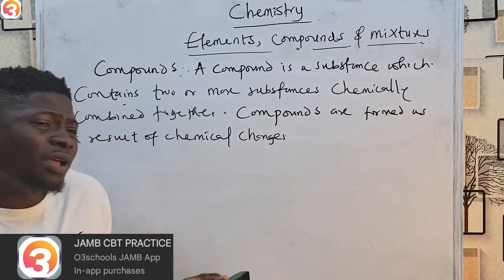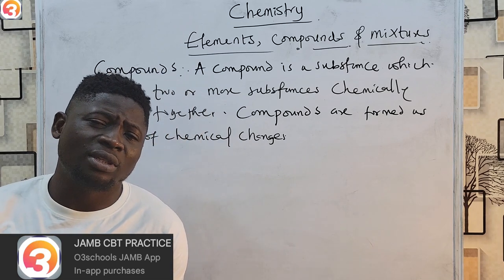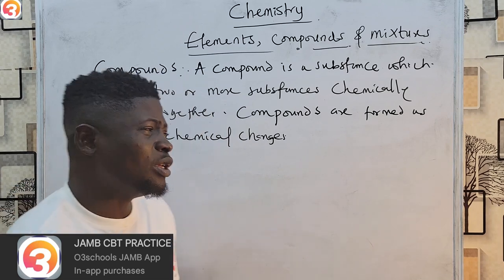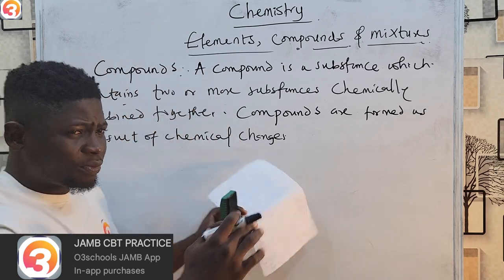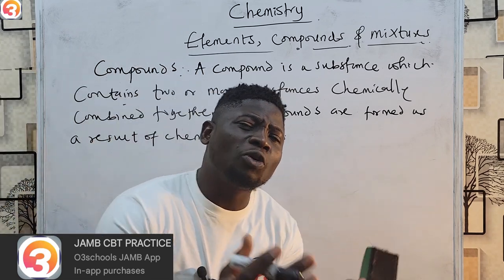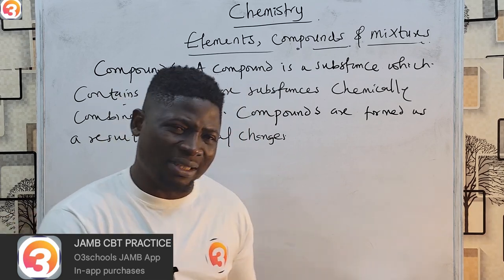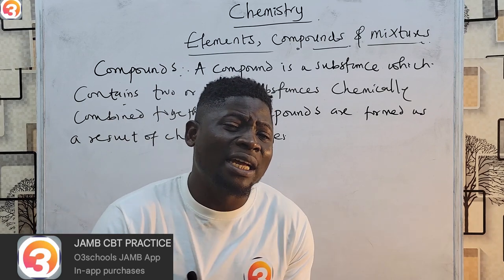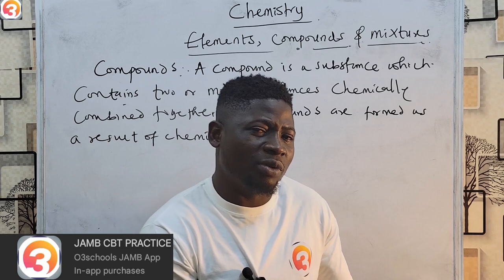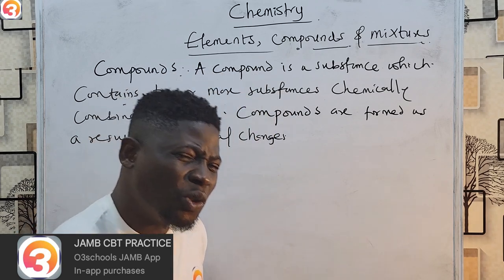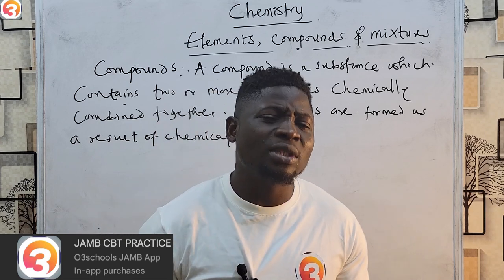So they are formed, for example, if a base reacts with an acid to form salt and water, right? Of course, you see that the properties of the compound that are formed are different from those of the constituents, right? So the properties of the compound that is formed are different from those of the constituents. When we get to the differences between a compound and a mixture, we are going to see those things.